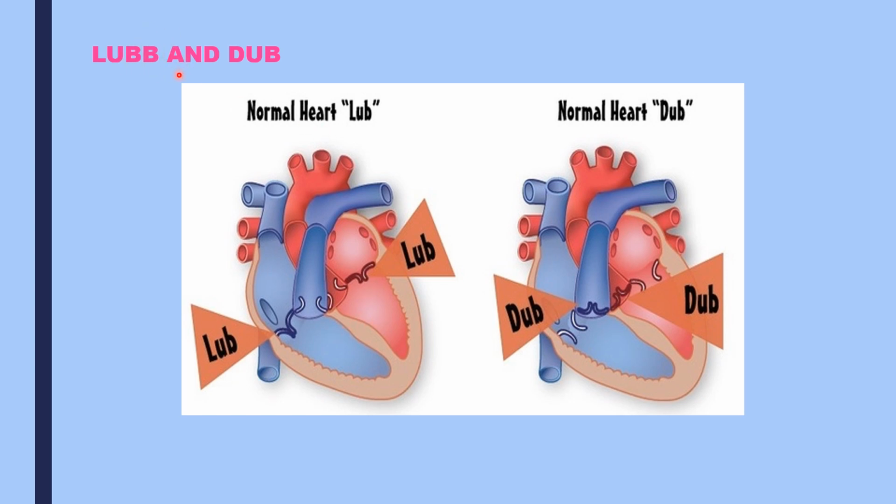The second sound produced is the dub, and this is produced at the beginning of the ventricular diastole. Diastole means ventricular relaxation, and this happens when the pulmonary semilunar valve and the aortic semilunar valve sharply close. So lub and dub are the two sounds produced by the heart in short succession followed by a gap.